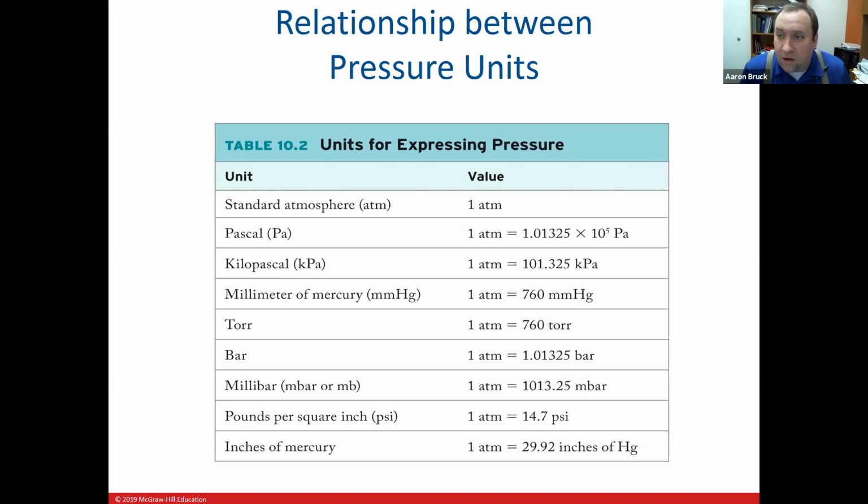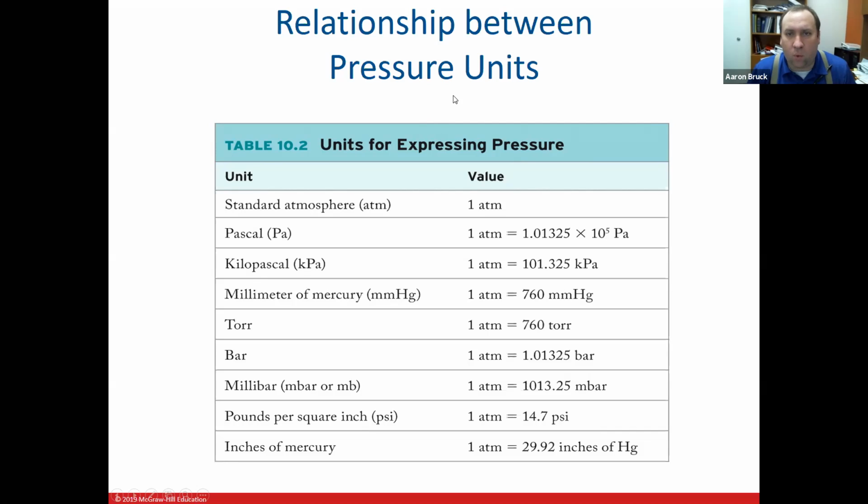So a standard atmosphere of pressure is 1 atm, 1 atmosphere. That is equal to 101,325 pascals, 101.325 kilopascals, 760 millimeters of mercury, or again, torr, 1.01 bars. And notice the relationship here between bars and pascals. It's another way of looking at things.